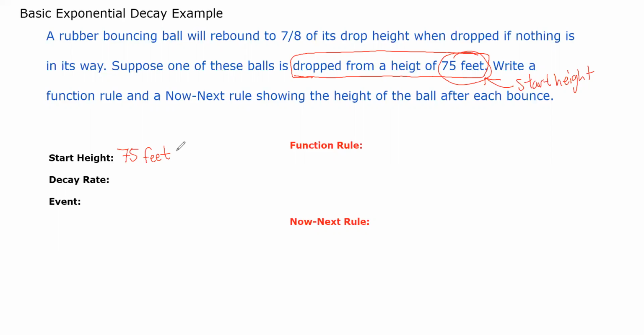Next, a decay rate. So what is the amount of this height that is left over after each bounce? That's up at this first line here where it says 7/8 of its drop height. We have a decay rate of 7/8. All right, and the event is the rebound or the bounce. So we have one bounce.